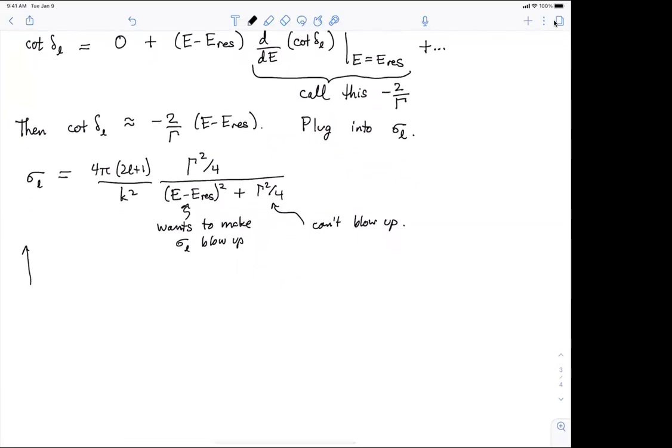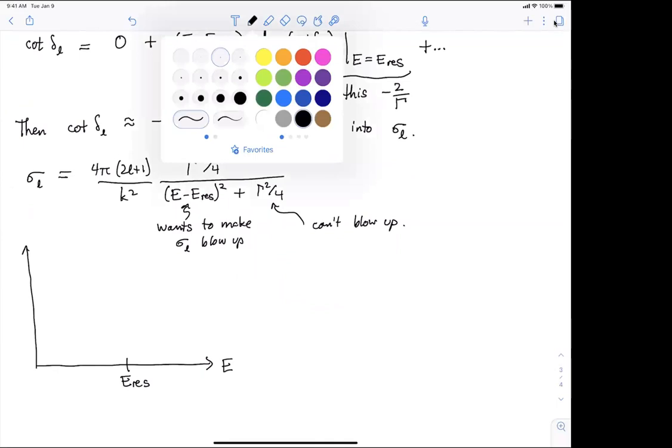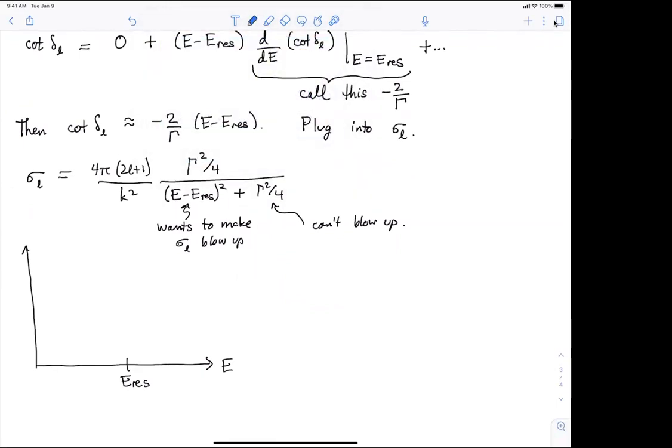So now if we graph, what does the cross-section look like as a function of energy? Here's our resonant energy. Okay, and it has a shape that looks like this. Near the resonant energy, it's got a peak, and then it's got tails. So this is the partial wave cross-section. Now for the other angular momenta, there's nothing particularly special going on there. So they're just going to contribute some smooth background to this.